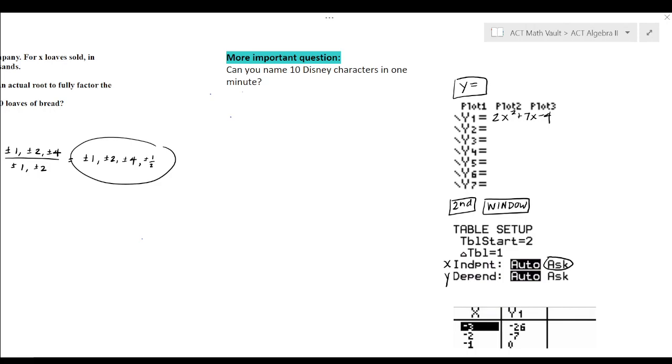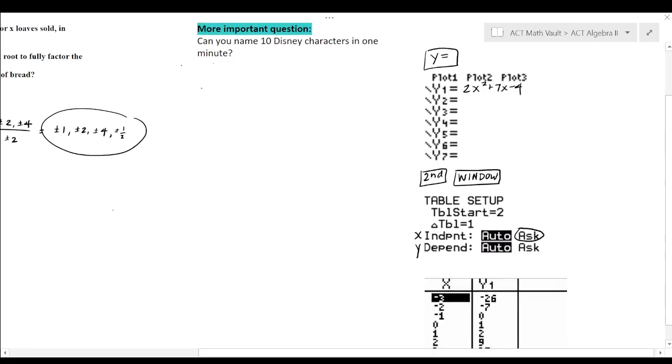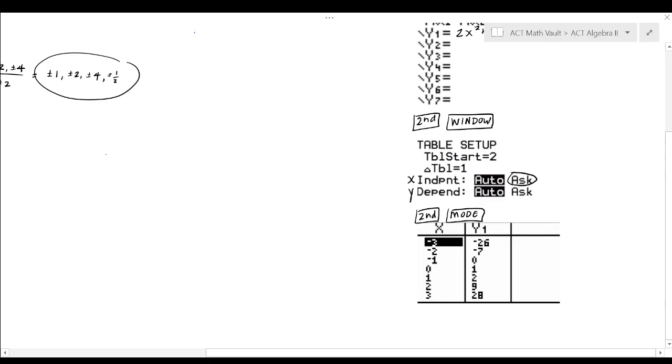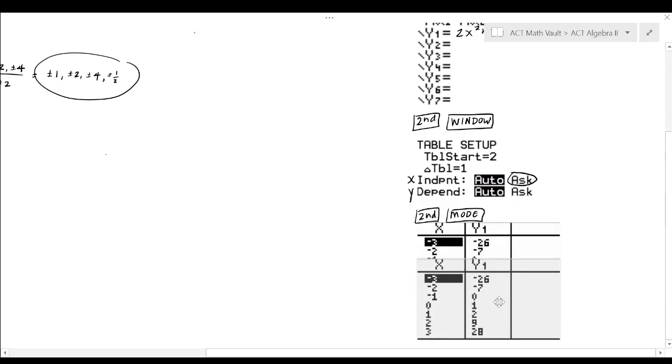Then from there, you want to be able to clear. So it'd be second mode. That's the same thing as clear or quit. And then once you clear that out, then we will be able to go to our table here. Okay. So this table I'll pull down a little bit. To actually go see our table, then it's second graph.